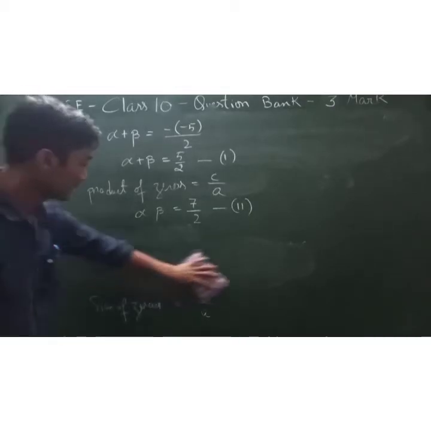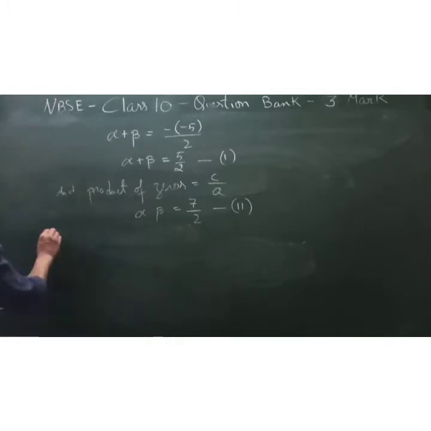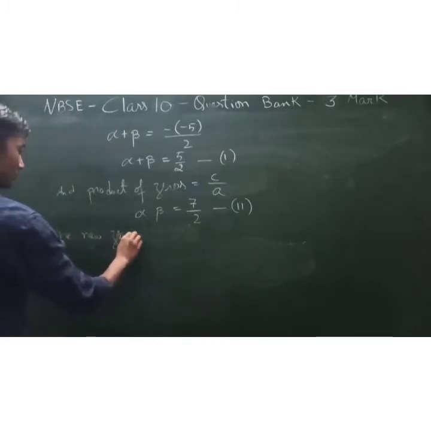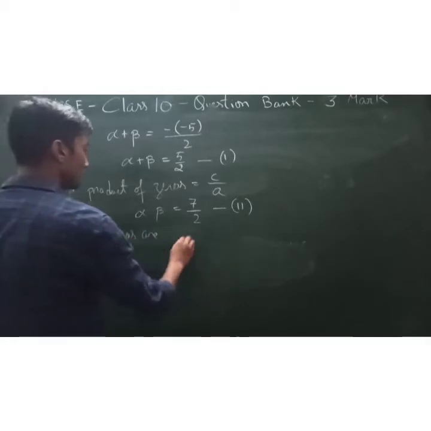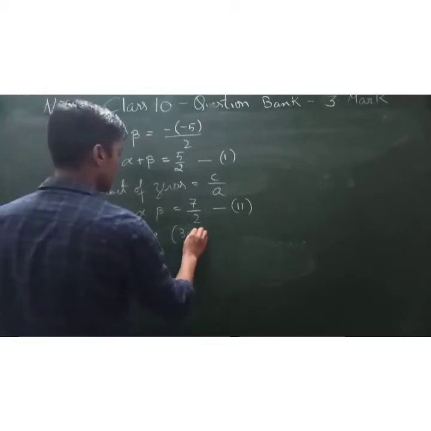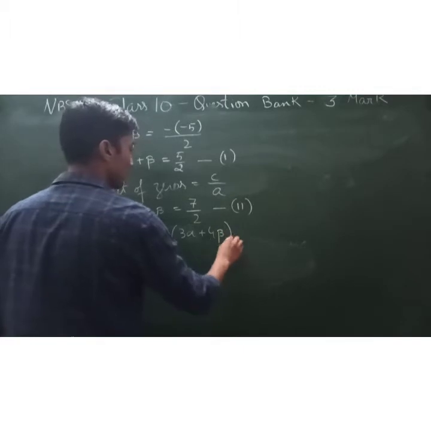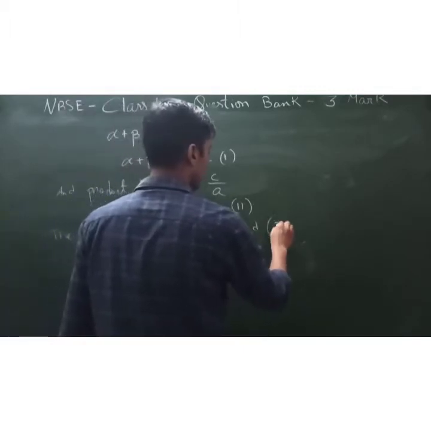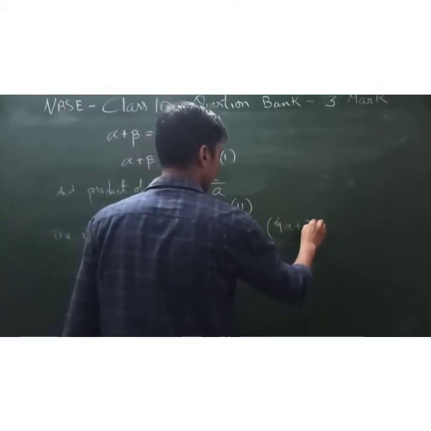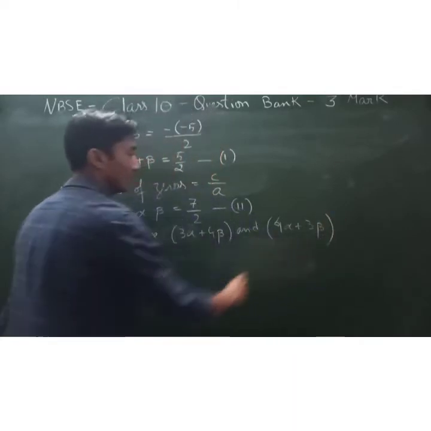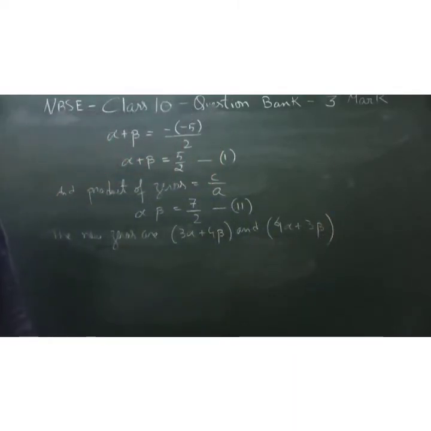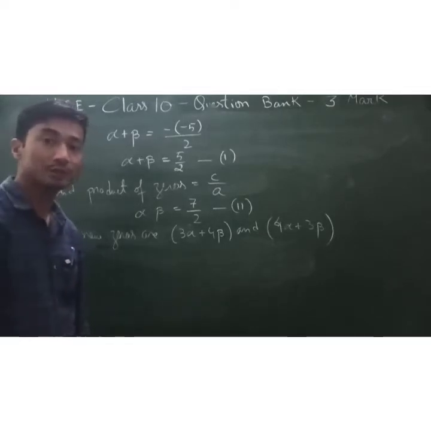So now, what are our new zeros? The new zeros are 3 alpha plus 4 beta and 4 alpha plus 3 beta. So using these two new zeros, we are supposed to find out the new quadratic polynomial.